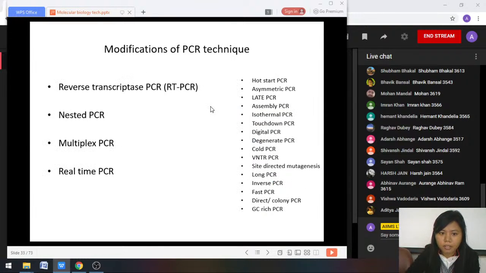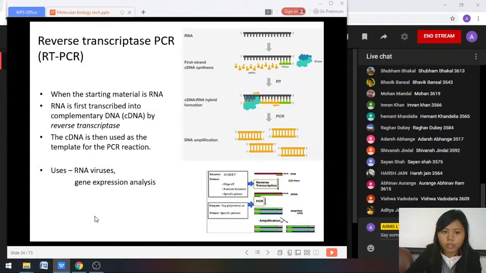There are different modifications of PCR techniques like reverse transcriptase PCR, nested PCR, multiplex PCR, and real-time PCR. The reverse transcriptase PCR is the one which uses PCR in 2 steps. It first converts RNA to DNA, and then this DNA is amplified by the PCR method. There are various modifications of PCR which we are not going to cover in this lecture. Once I tried to enlist them, and there are more than 30 techniques, right? The most popular ones are these, and we'll talk about those in brief.